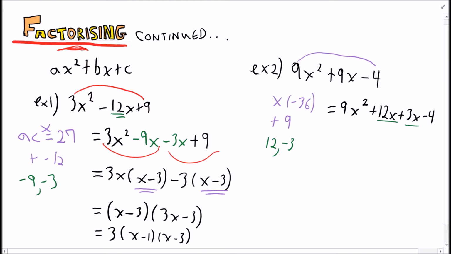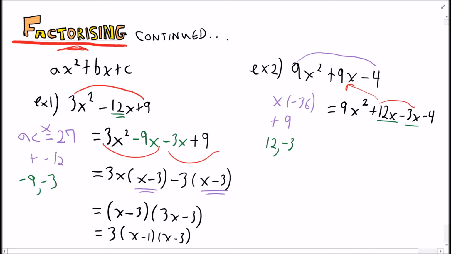Oops, I meant to write minus. See how easy it is to make a mistake with a plus or minus sign. So, once again, sorry, that's 9x squared plus 12x minus 3x minus 4. So 12x minus 3x is 9x. That's that 9x that we have right there. So those two together gives us the 9x.